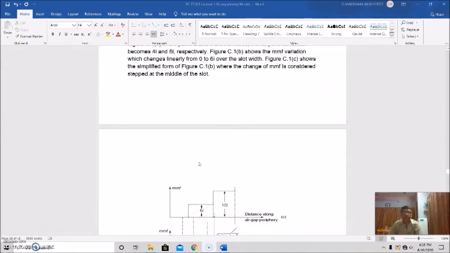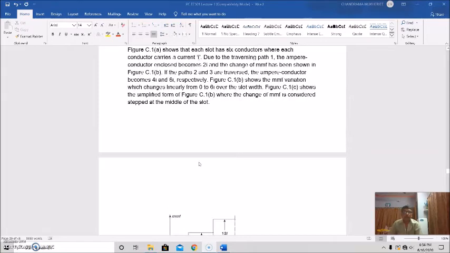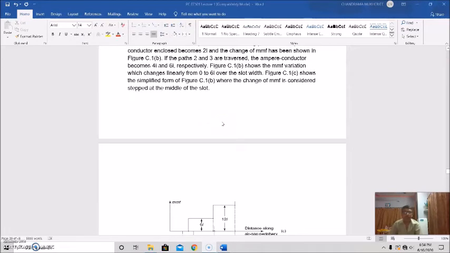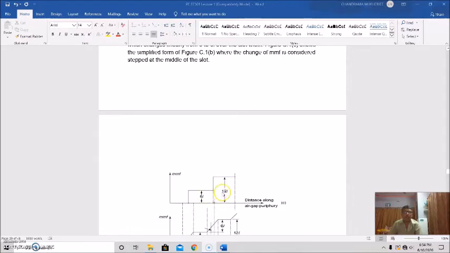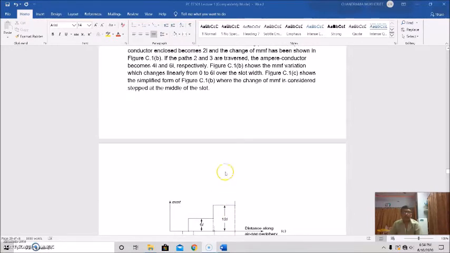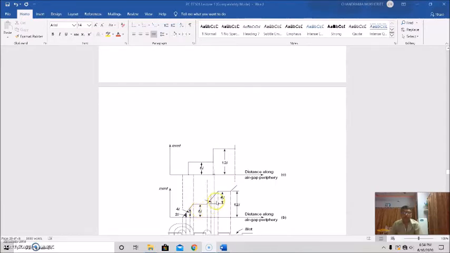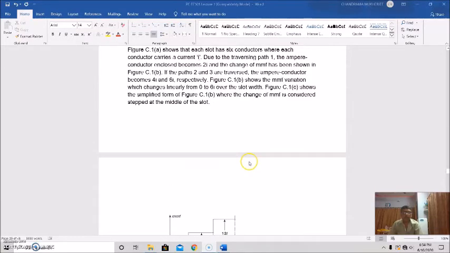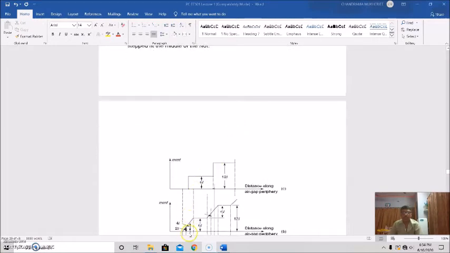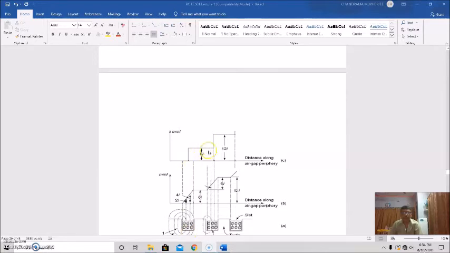Now this figure B shows the MMF variation which changes linearly from 0 to 6I over the slot width. Now figure C, this one, shows the simplified form of figure B, where the change of MMF is considered as stepped at the middle of the slot. See, this is the slot, and this is the middle of the slot. It is stepped, and so on.